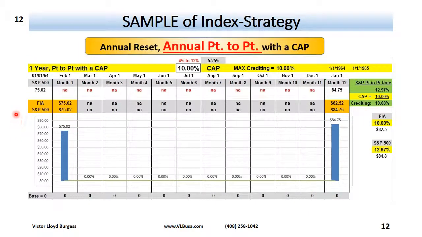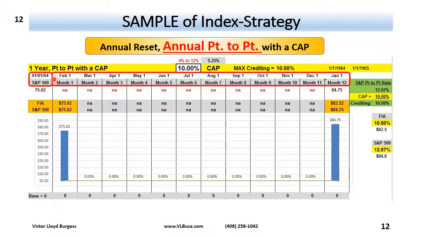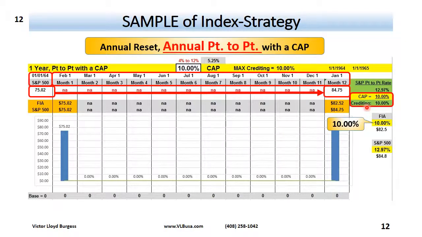Now let's look at our third strategy, annual reset, annual point-to-point with a cap. We're still going to look at the S&P 500 because that's the index we're using. We're going to look at the same day every month. But now we are only going to record the S&P at the beginning and at the end. That's your annual point-to-point. We are then going to calculate the change, in this case 12.97%. We're going to put our cap onto it, which is 10%, which means we get anything up to 10%. In this case, we get a crediting of 10%.